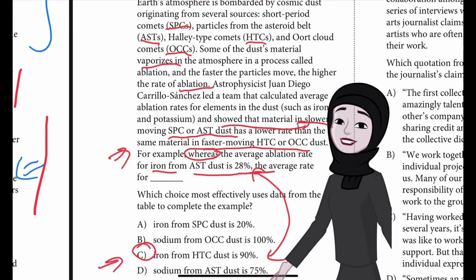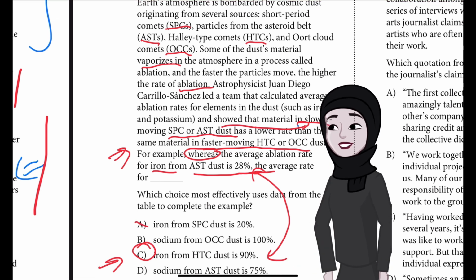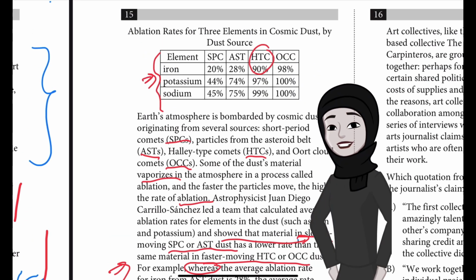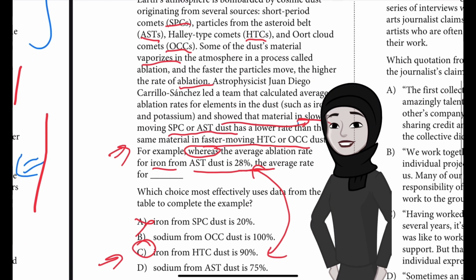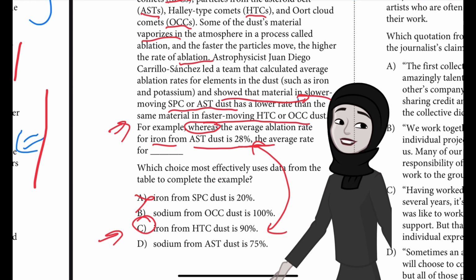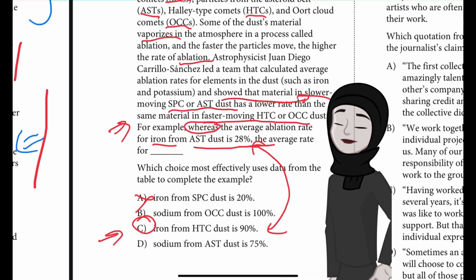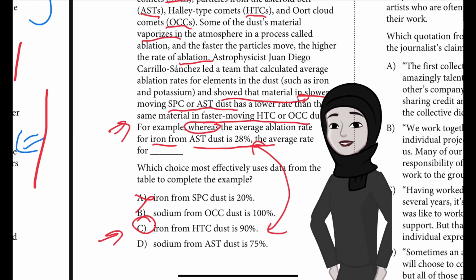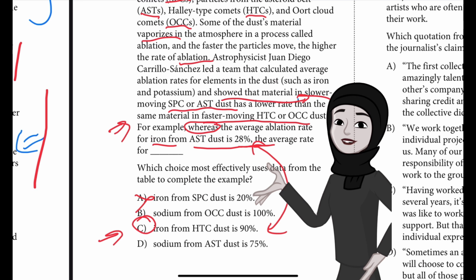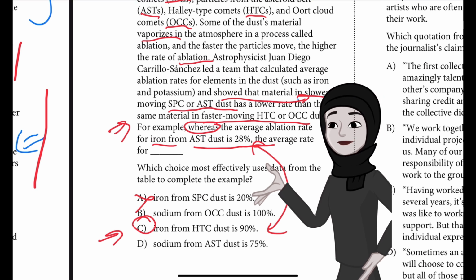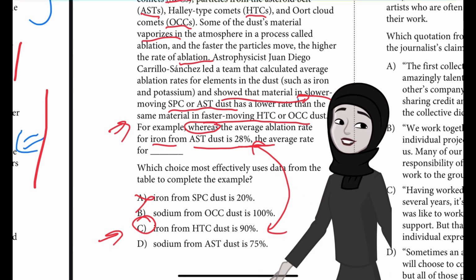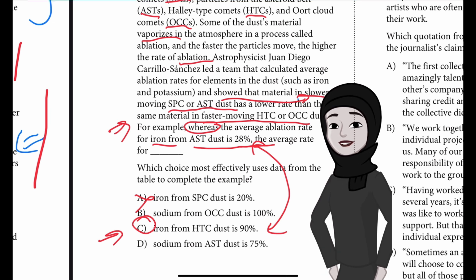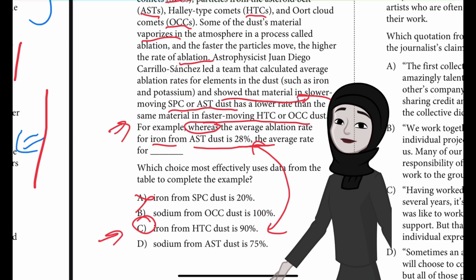And why is A incorrect? Because iron from SPC dust is 20%. That is correct from the table, but in that case we are comparing both slow moving. SPC is also slow and AST is also slow. Yes, the text indicates that SPC dust, like AST dust, moves relatively slowly. A comparison of the ablation rate of iron from 2 slower moving dusts could not be an example of the difference between ablation rates in slower moving dust and faster moving dust, which is the pattern that the example is supposed to illustrate.